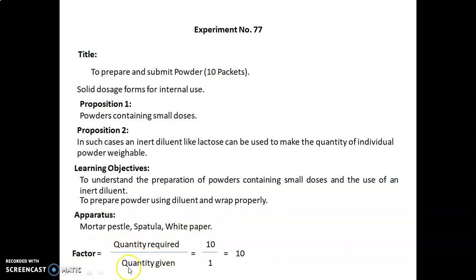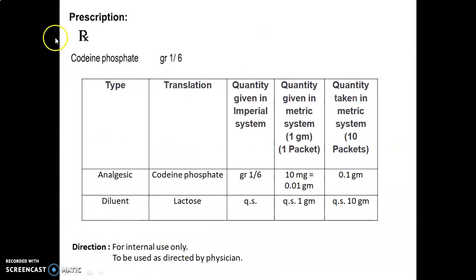Factor is calculated as quantity required upon quantity given, that is 10 upon 1, equal to 10. This is the prescription, denoted by the symbol Rx: codeine phosphate, grain 1/6. Let's discuss in detail the formula table. Type means category, use or role of the ingredient. Translation means the name of the ingredient. Quantity given in the imperial system is given in Latin terminology. The quantity in the metric system to prepare 1 gram, that is considered as 1 packet of the powder, and the quantity taken in the metric system to prepare 10 packets is 10 gram of the powder.